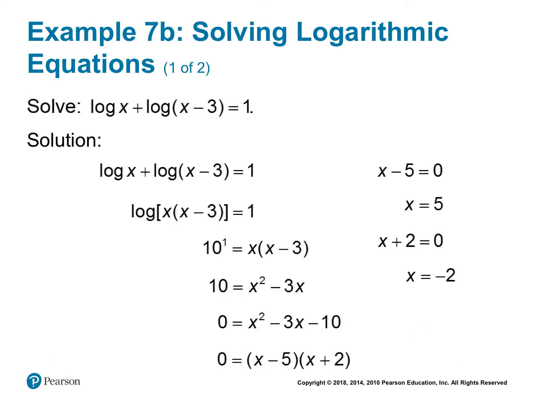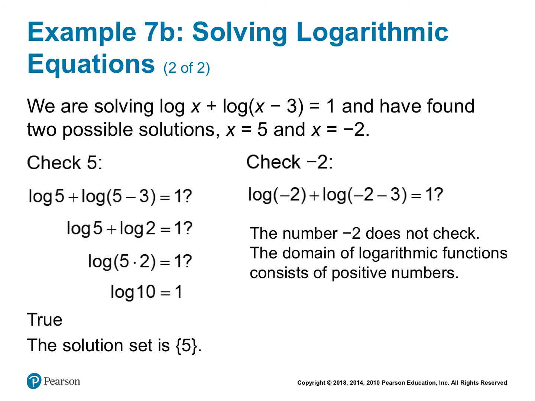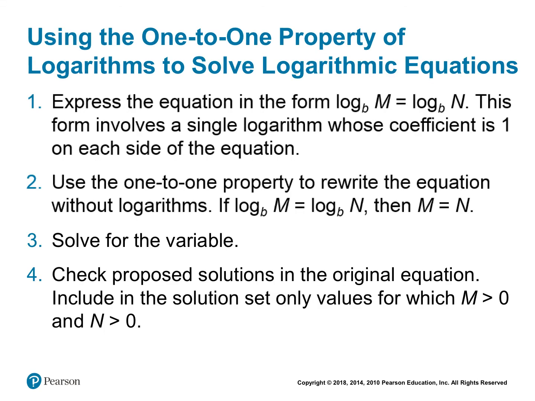And 7b is another step-by-step one, and it also shows you how to check it on the next slide. So I encourage you to look through those examples. Okay, now using the one-to-one property, we're going to express the equation in this form, and this form involves a single logarithm whose coefficient is 1 on each side. Use the one-to-one property to rewrite the equation without logarithms. So we know if this is true, then m is equal to n. Solve for the variable. Then we'll check our solutions in the original equation and include in the solution set only values where m is greater than 0 and n is greater than 0.